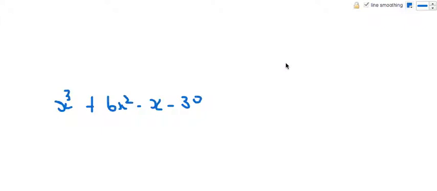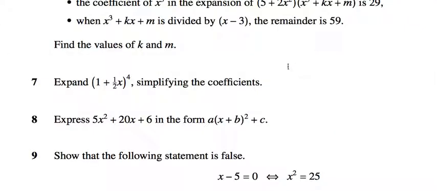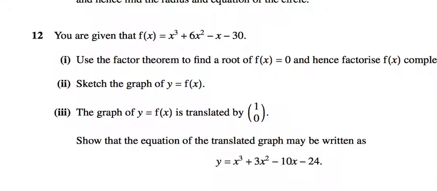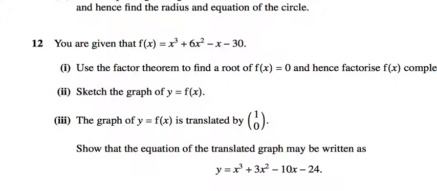Okay. So let's say I want to factorize that. Now, I got this from an exam. I'll just find the question. Here it is. So you're given f of x is equal to all that stuff, and it's question 1. Use the factor theorem to find the root of f of x is 0, and hence factorize completely. So that's exactly like I said.